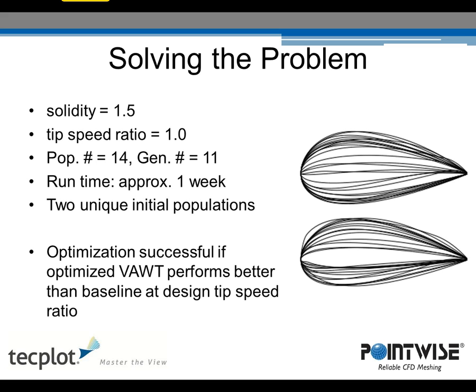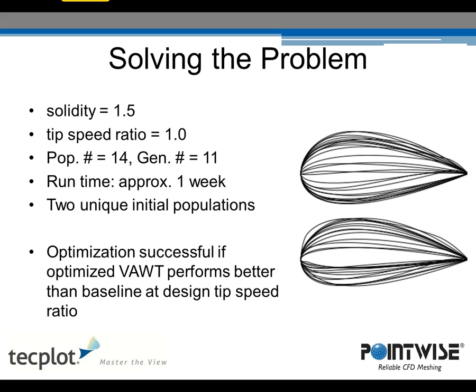The first test case was just a proof of concept for a high solidity of 1.5 and tip speed ratio of 1. There were 14 parents or candidate solutions in each population, and the optimization was run for 11 generations on our cluster, which gave it a runtime of about a week. This is long enough to obtain an improved design. The optimization was considered successful if the wind turbine performed better than the baseline.